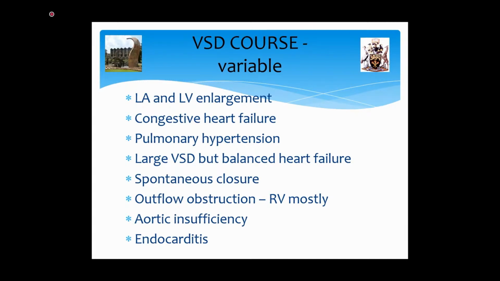As they grow older, this is what I told you, large VSD but balanced heart failure where they are less symptomatic. Outflow obstruction of the right ventricle sometimes occurs because of the muscles trying to enlarge and close the VSD. But in that process, they cause right ventricular outflow obstruction. Sometimes you have aortic insufficiency depending on where the VSD is, as it pulls the aortic valve leaflets downwards. Some of them might end up with infective endocarditis.